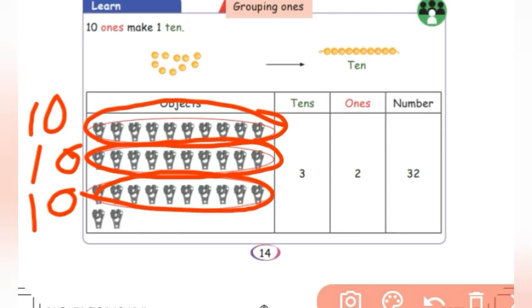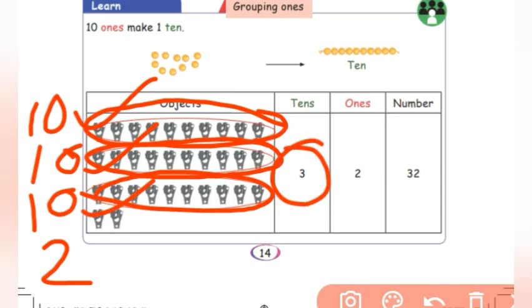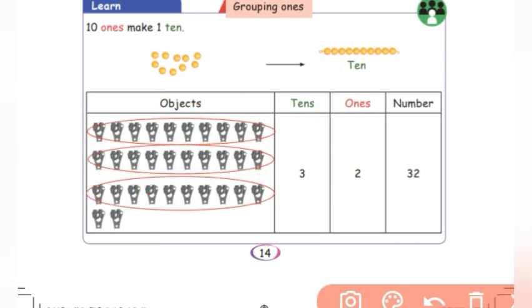2 தான் இருக்கு 10 இல்லை. So நாம அது குரூப்பாக பண்ண முடியாது. So 2 ones. See how many tens we have now? 1, 2, 3. 3 tens. And how many ones? It's 2. 2 ones. 3 tens and 2 ones. The number is 32.